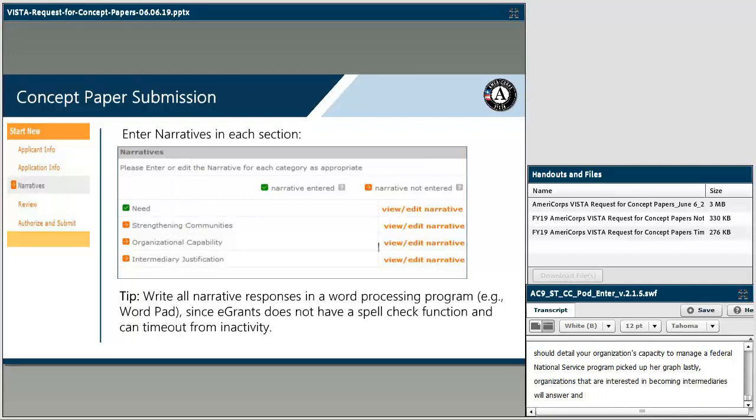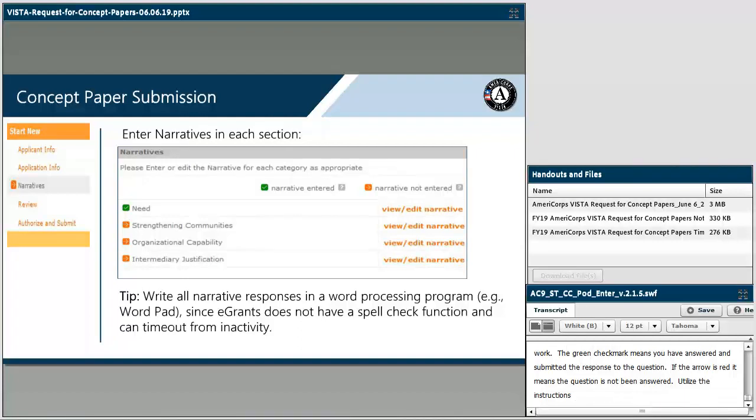So here's a helpful hint, folks. Please do not copy and paste the questions into the response box. You should write your responses in WordPad in order to avoid extra characters from appearing in your submission. This will allow you to conduct a spell check on your work. The green check marks in eGrants mean that you have answered and submitted the responses to the questions. If the arrow icon is red, it means the question has not been answered and submitted. Again, be sure to utilize the VISTA program guidance and concept paper instructions when writing the concept paper.